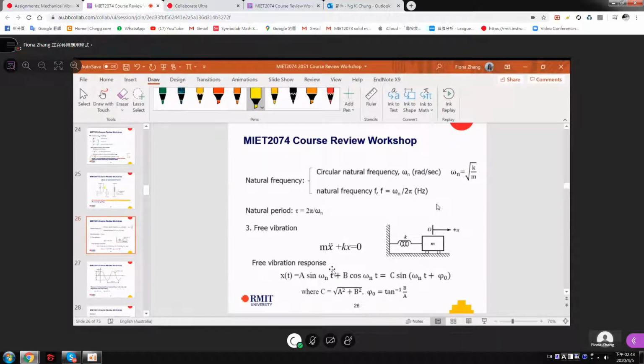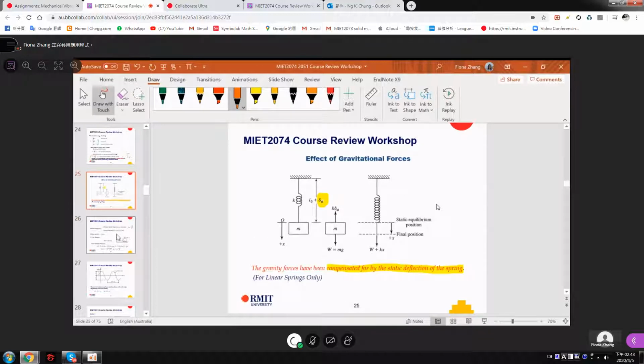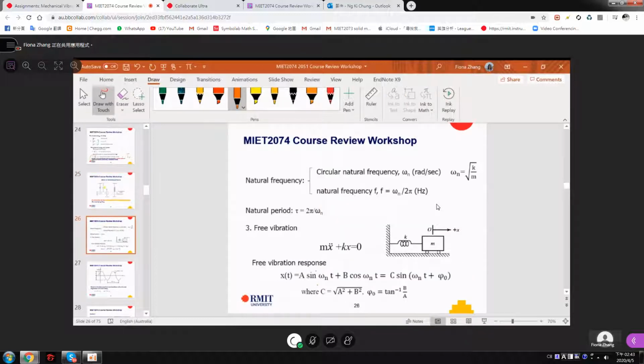So here you can have this free vibration response in this form. These two are alternatives to each other. You have two constants here, A and B. For the alternative, you have C and phi 0. Also two constants in your solution. Omega n you already get from here.